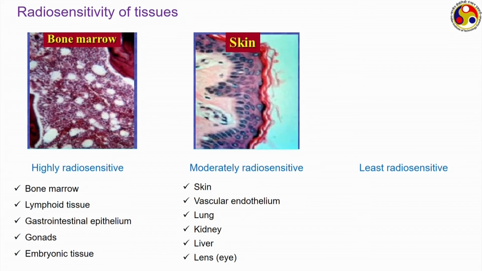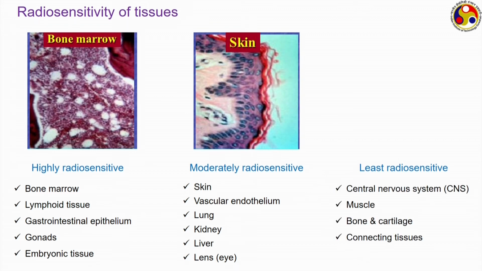This is a picture where you can clearly see there are lots of disintegrations of the internal cells in this part as well. Because of the effect of radiation, they are strongly affected. The vascular endothelium, lung, kidney, liver and also the lens of our eyes can also be strongly affected by radiation. But the parts which are very less affected, for most of the normal radiation doses, are almost immune to radiation.